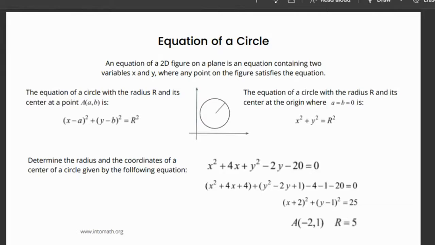You can always use the equation of the circle to find the radius or the coordinates of a point that sits on a circle.